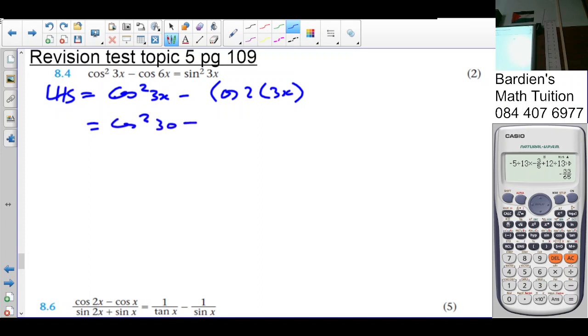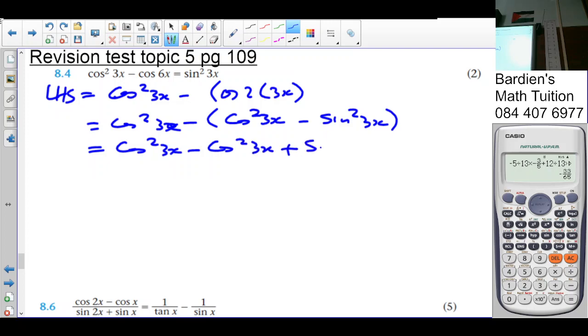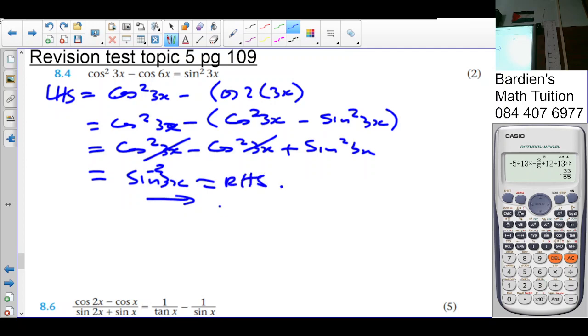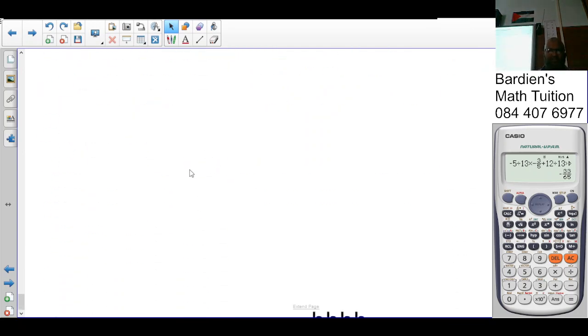So cos squared 3x minus sine squared 3x, which now gives you cos squared 3x minus cos squared 3x plus sine squared 3x. That cancels, leaves you with sine squared x, which is equal to the right hand side. As I told you initially, we are never going to get through all this work here, but this marks the end of this chapter. Okay?